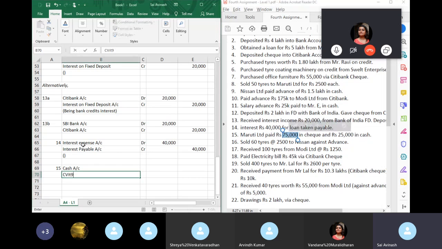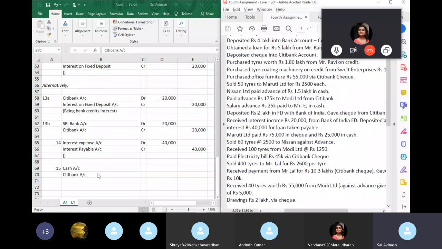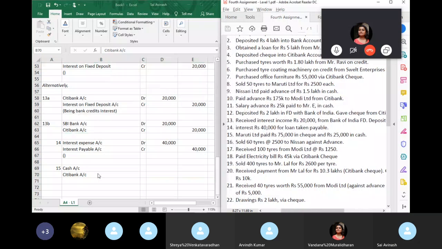Okay. So here it's Citibank account, right? And another interesting thing, we are not told which bank we are depositing the check in. So whichever bank you choose, Citibank or SBI, it's fine. I'm just choosing Citibank here. Okay. So if you have chosen SBI here, it's not a mistake because the transaction is not giving you any information, is it? So, and the third account is Maruti Limited.